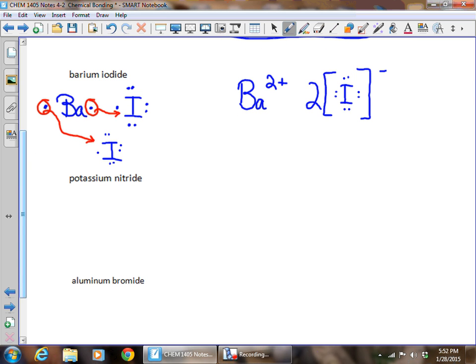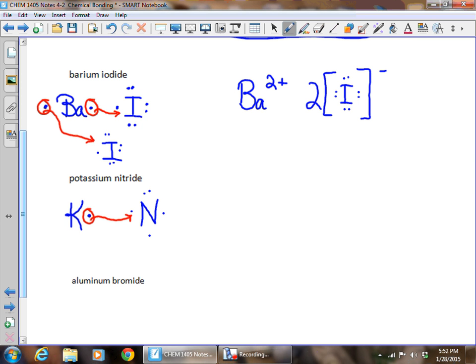Potassium nitride. Potassium is in group 1A. It has 1 valence electron. Nitride is the ending name for nitrogen. In group 5A, it's going to have 5 valence electrons. Sodium's going to give away one of its electrons. And that makes, I said sodium, I meant potassium. Potassium gives away one of its electrons. That makes nitrogen very happy. Well, it makes potassium very happy, but nitrogen not so much because it's still got 2 open places.